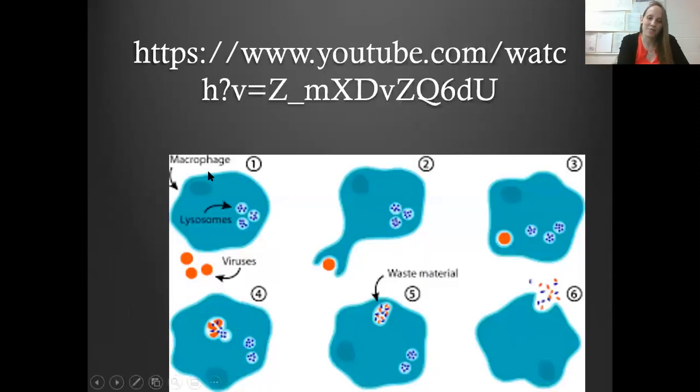So this is kind of what that would look like. So you've got your macrophage. It's going to reach out with a little pseudopod, grab onto the virus, bring it inside of itself so it engulfs it, and then it's going to use the lysosome enzymes to digest the microbe, and then it just spits it out again.